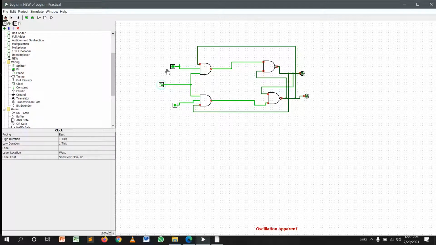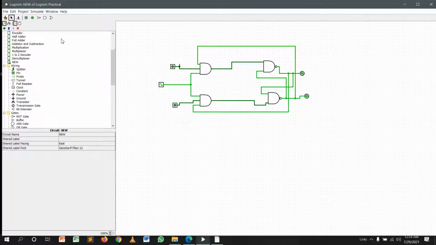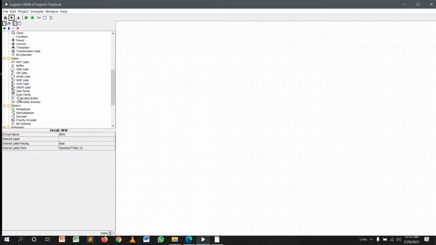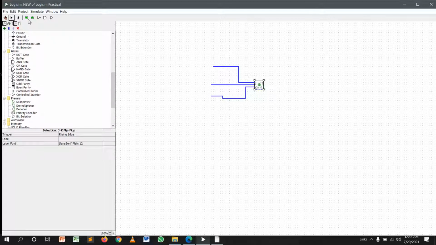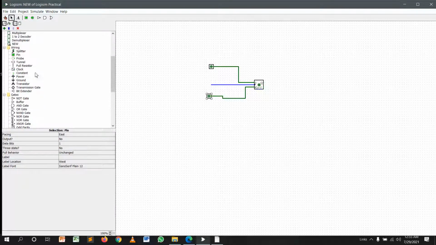Therefore, I used another JK flip-flop. I remove this circuit and I show you the toggle situation in this JK flip-flop. We have to mention the JK flip-flop. This is the default JK circuit given by this Logisim tool. I use that JK flip-flop with two inputs and a clock input.